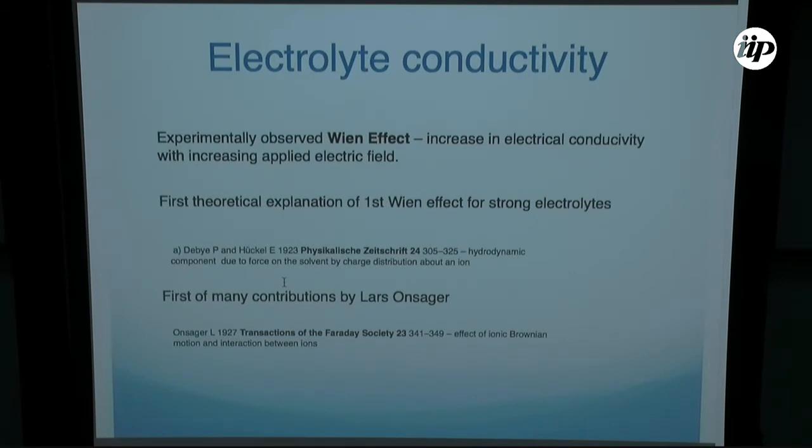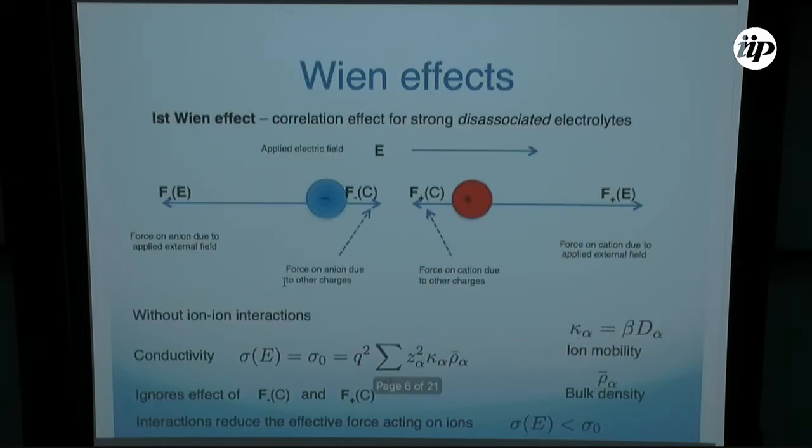and they were looking at the hydrodynamic calculation rather than a Brownian calculation. This was one of Onsager's first contributions, and Onsager carried on working on this problem for a long time. He was still writing papers in the 1950s. Apparently he went into Debye's office as a young man and told Debye that he was completely wrong. And Debye apparently was quite nice about it.